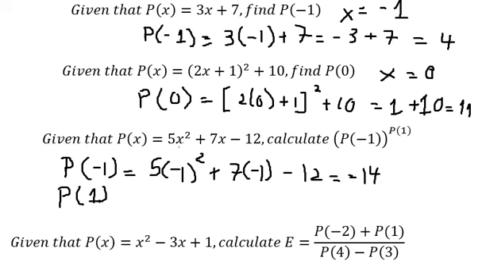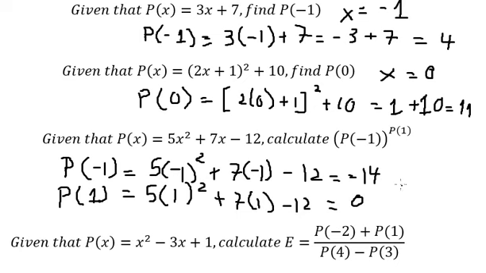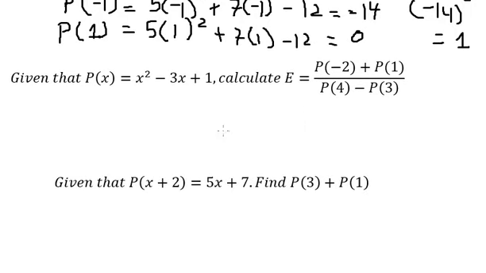Now I will put 1 in here and here. We calculate this one, and we got 0. So this one is negative 14 to the power of 0 in here. We calculate this one, and you got 1. And this is the answer for question number 3. Now let's go to the next one.